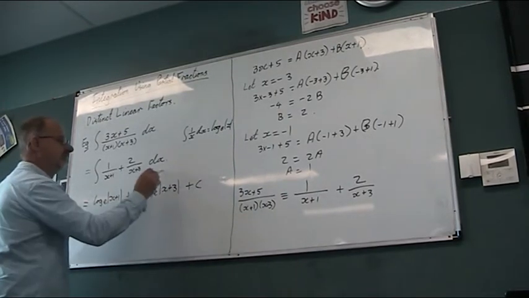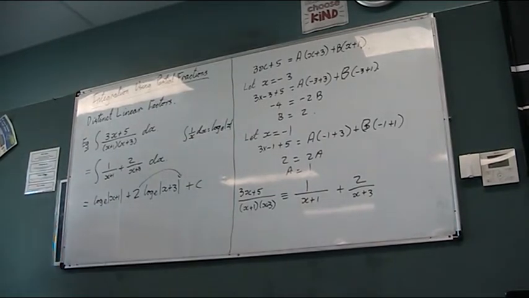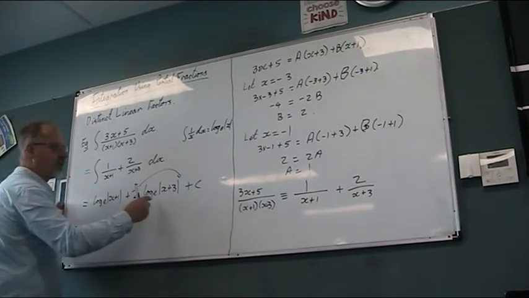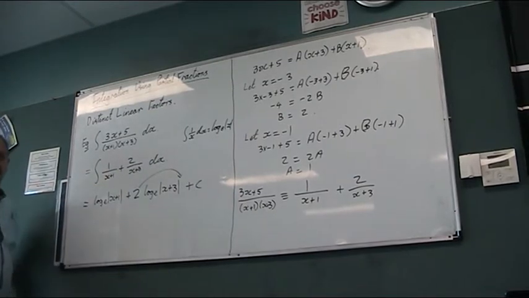When you're finding the antiderivative of log, you always put the modulus on? Yeah, I always put the modulus on, because you can't take the log of a negative. Okay, that makes sense, yeah.